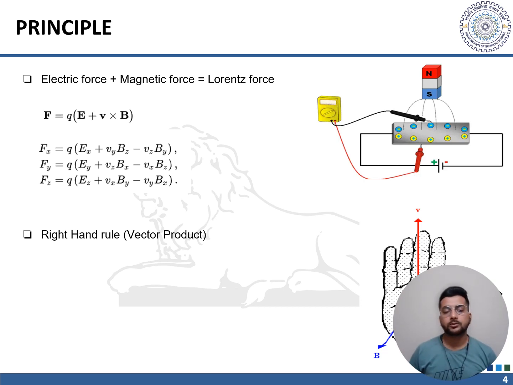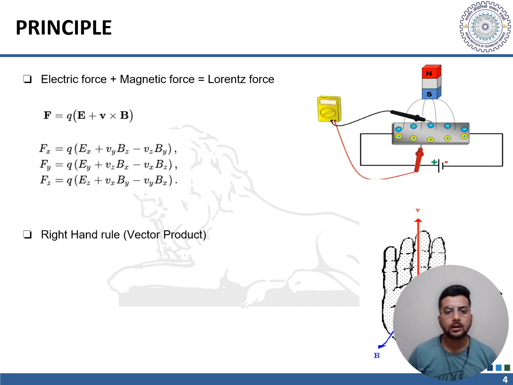Whenever these two forces are present together, it is termed as Lorentz force, and the equation is given as F equals q into E plus v cross B. Now this is a vector equation. If we extend this equation to all three coordinates, all three directions, we get these three equations for Fx, Fy, and Fz. Depending upon what coordinate or axis we choose for the direction of current and magnetic field, we'll get to use one of these equations.